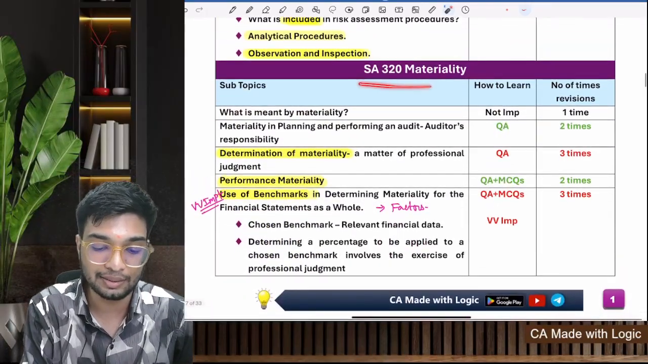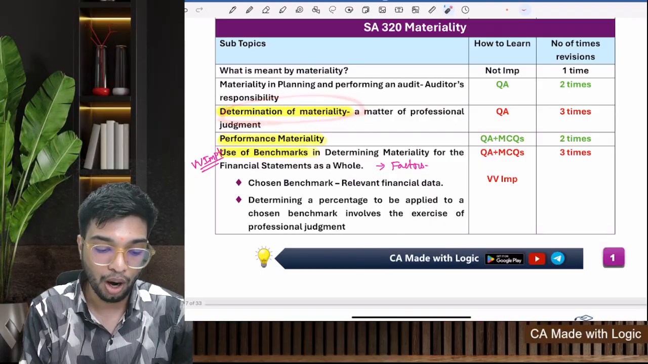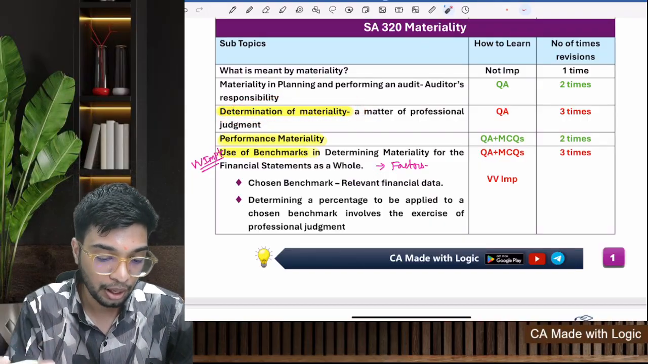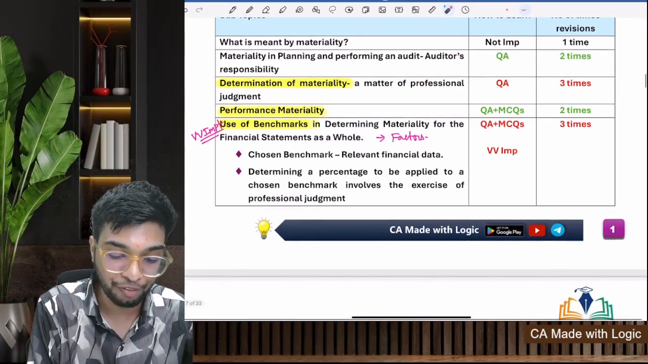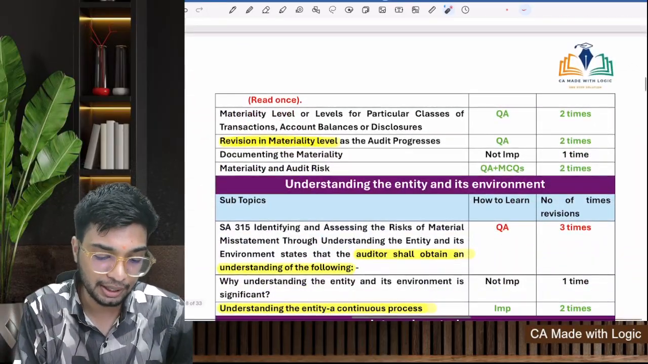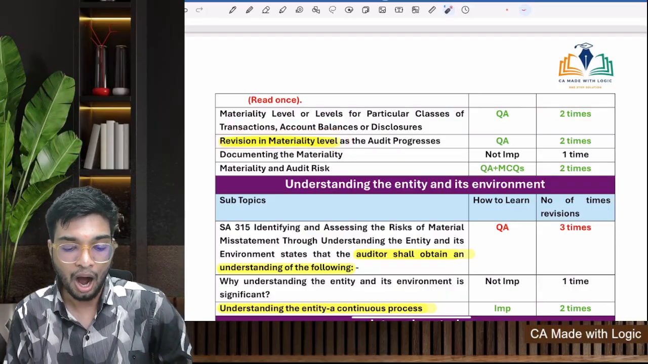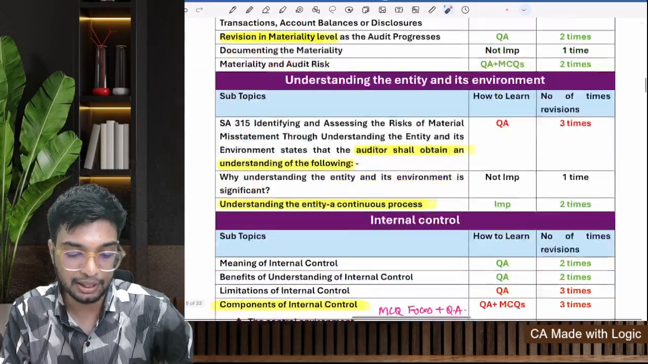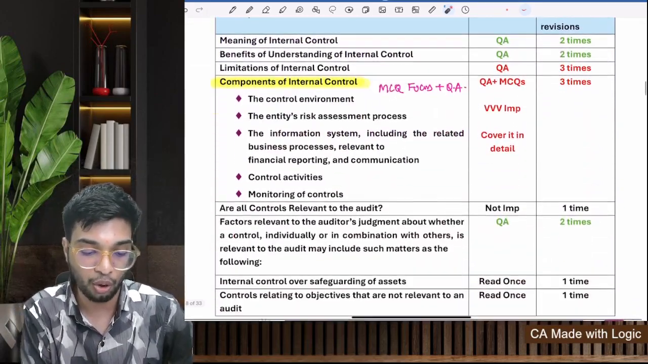Then comes SA 320, which is materiality, determination of materiality. What all factors are determined for materiality. Then what is meant by performance materiality, what are all factors you need to consider for use of benchmark. Everything I have covered in detail. Then if there is revision in the materiality level, how you need to document it, everything. I have highlighted in detail all the important things which you need to focus on.